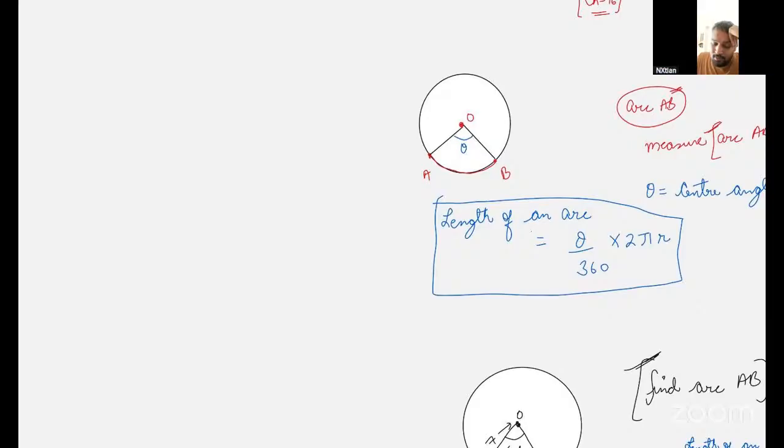Okay, now we have one theorem that we're going to learn. So everyone pay attention. We will prove that theorem also, okay? Because sometimes it comes in questions. They ask about proving it.